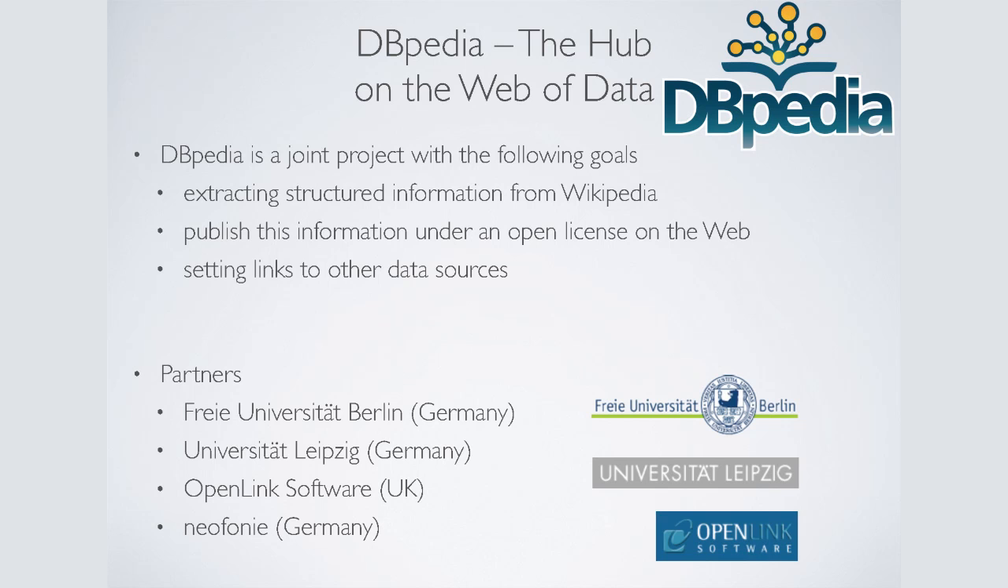One of the first and still main data sets on the web of data is Wikipedia, which is a joint project with the goal to extract structured information from Wikipedia and publish it under the same and open license on the web of data, and also to interlink this data set with other data sets on the web of data.